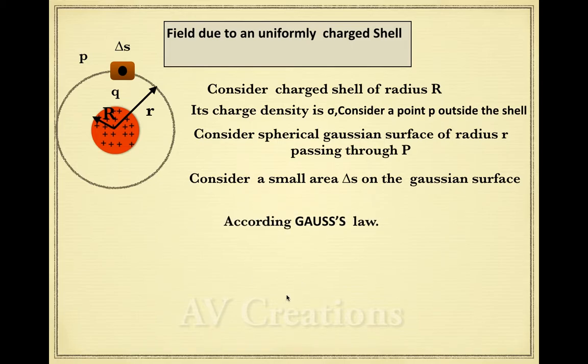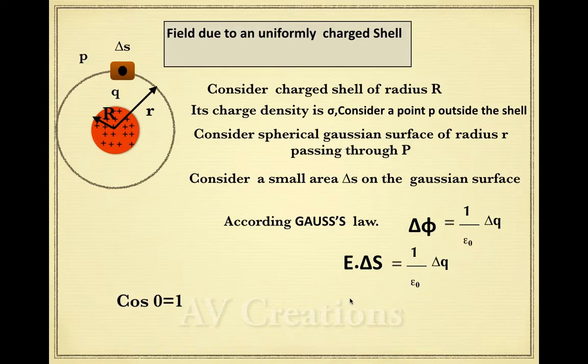According to Gauss's law, we have the equation delta phi equal to 1 by epsilon 0 into delta q. This delta phi we can write as E dot delta s equal to 1 by epsilon 0 into delta q. The angle between E and delta s is 0. So if we take the dot product E delta s cos theta, cos 0 will be 1. Then we can write E delta s equal to delta q upon epsilon 0.